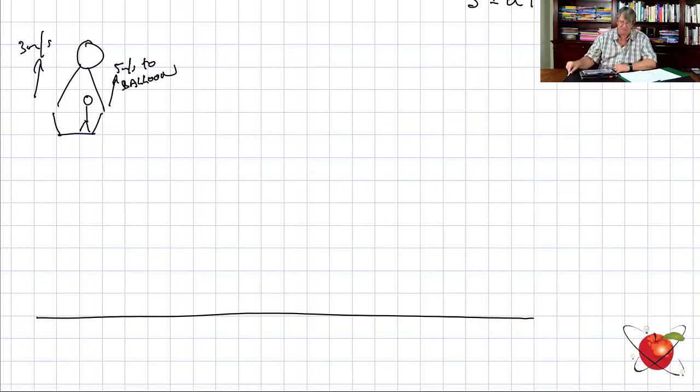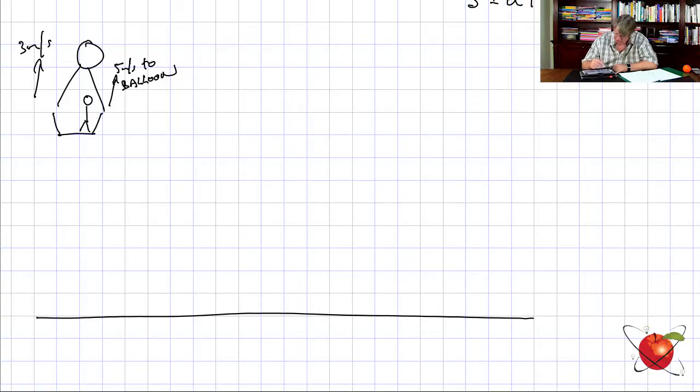What does it mean? We refer everything back to the ground. If I am sitting still and I throw the ball up at 5, it is 5 meters per second relative to the ground. What if I'm traveling upwards on my chair at 3 and I still throw it with 5 relative to the chair? What's the actual velocity of the ball? It's 8, isn't it? So the velocity of the ball is 8 relative to ground.